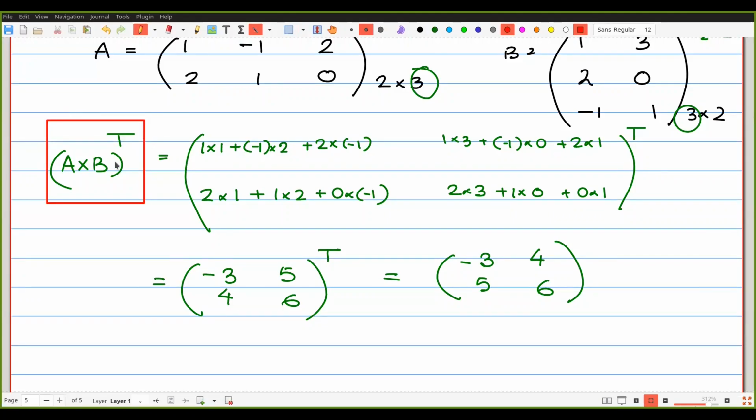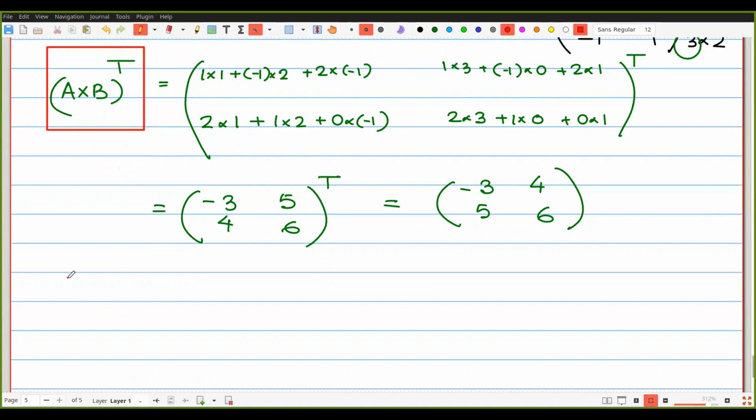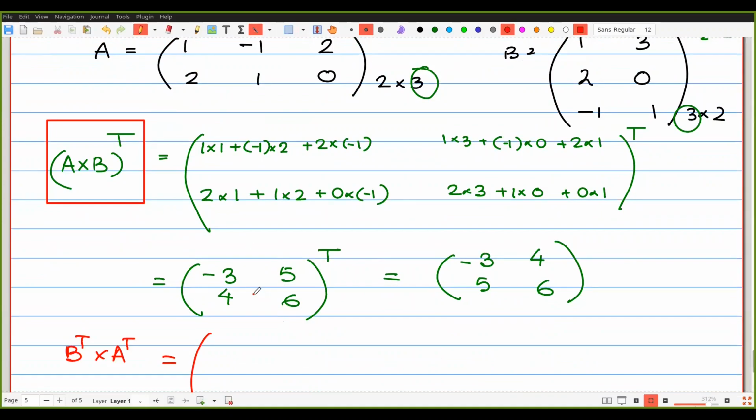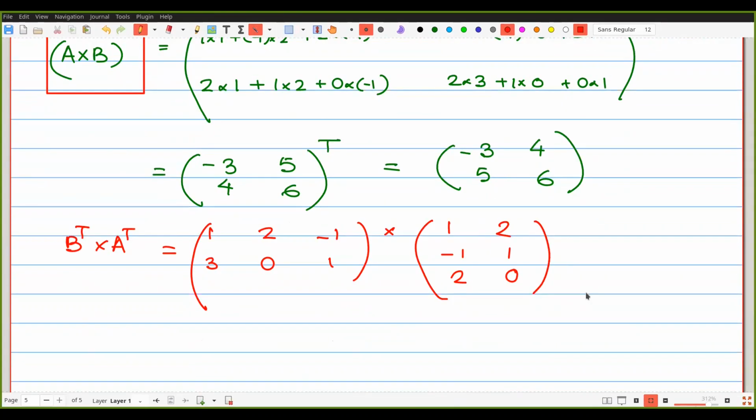Okay, now simply B transpose cross A transpose. So B transpose means at first do 1 3 2 0 minus 1 1. So we can write 1 3 2 0 minus 1 1 because we are transposing B at first. Then 1 2 minus 1 1 2 0. That is our B transpose. That is our A transpose. Let's multiply it.